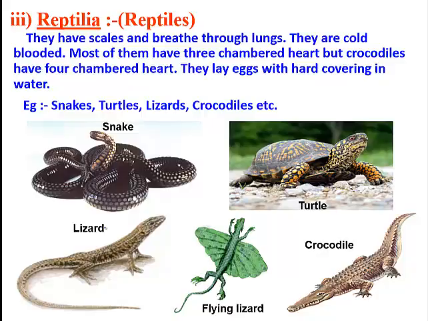Next, R stands for reptilia. The reptiles have one unique physical feature, scales, and breathe through the lungs. They are cold-blooded and have a three-chambered heart, and crocodiles exceptionally have a four-chambered heart. So again, underline the point and keep this in mind. The crocodiles have the four-chambered heart. They lay eggs with hard coverings on land, so we call these oviparous organisms. Examples: snakes, turtles, lizards, and crocodiles. You can see all the images here: snakes, crocodile, flying lizard, and lizard.